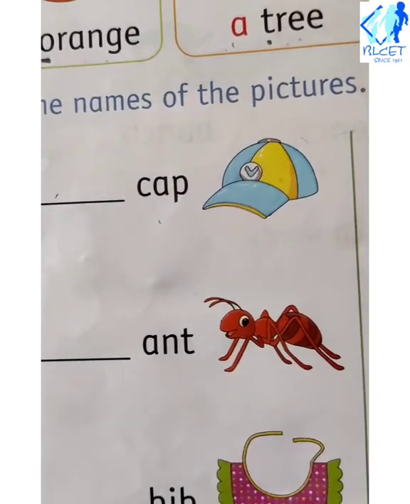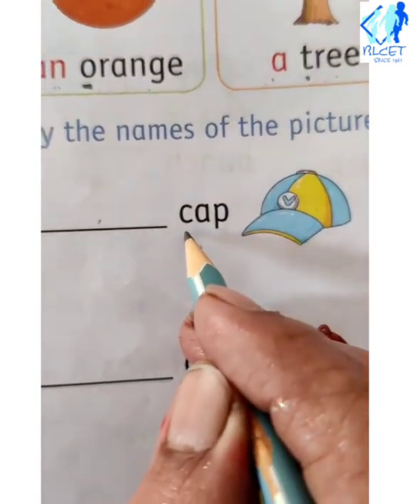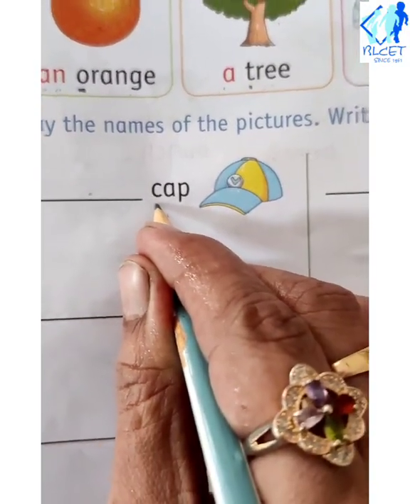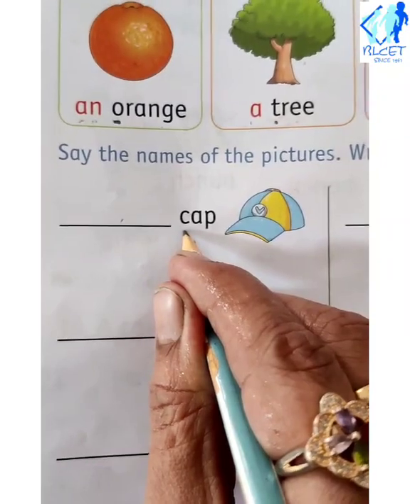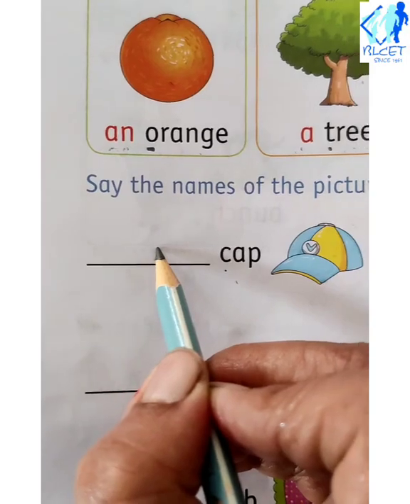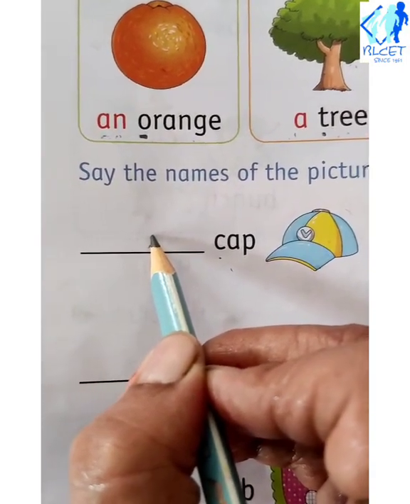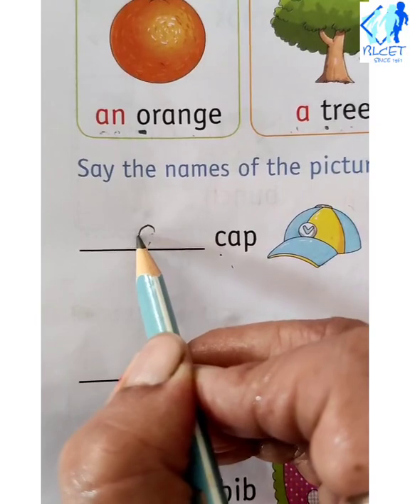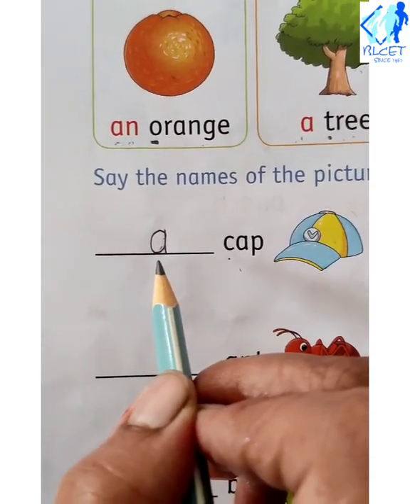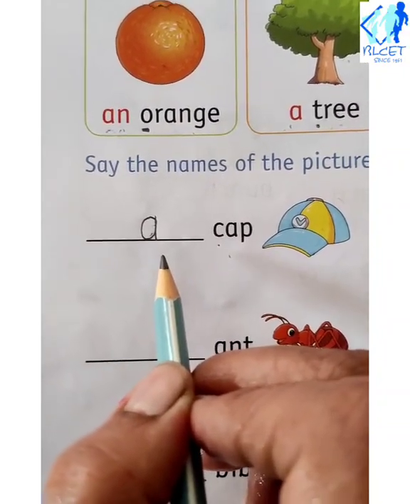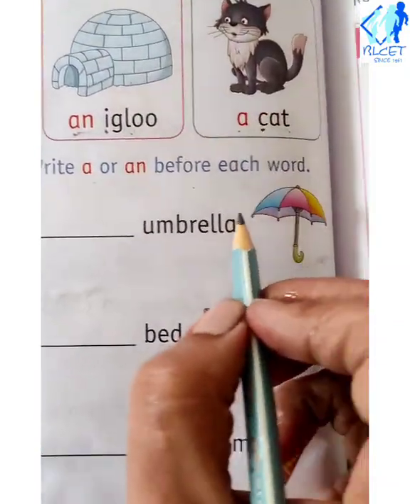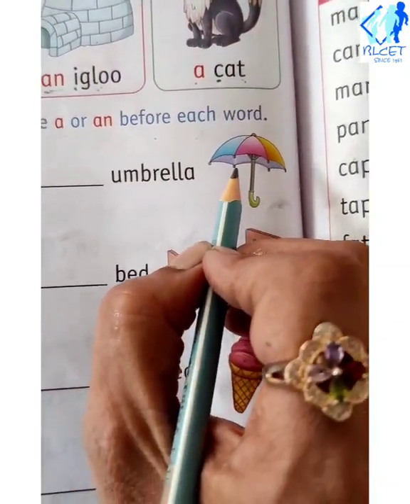Cap. So children, what is this letter? K. So how does it sound? Does it have a consonant sound or a vowel sound? Consonant sound. So what you will put here? What will you write? A or an? A. So write A like this. So how are you going to spell it? A cap. Now next I am going to show you for this.